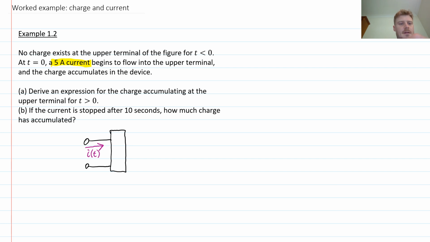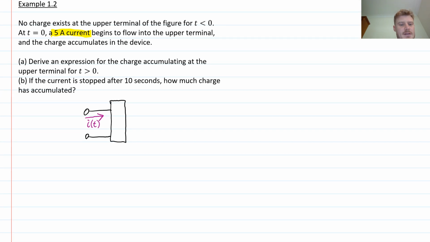So this current, we could actually sketch the kind of shape of the function. So the current here, i of t, as a function of time, starts off as 0 and then turns on to some fixed value of 5 amps. So that's 5 amps there. It turns on at t equals 0.